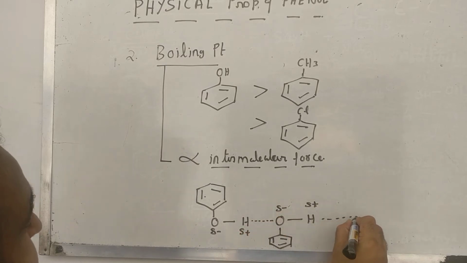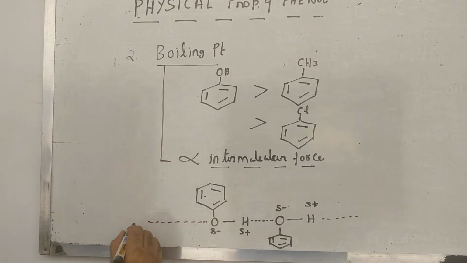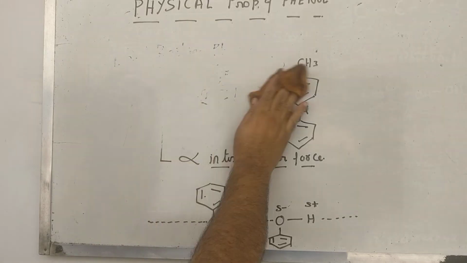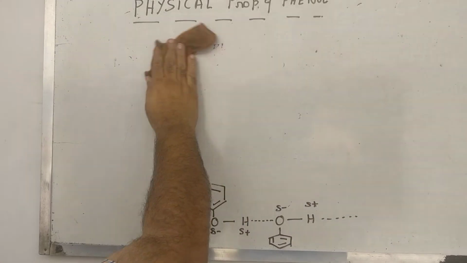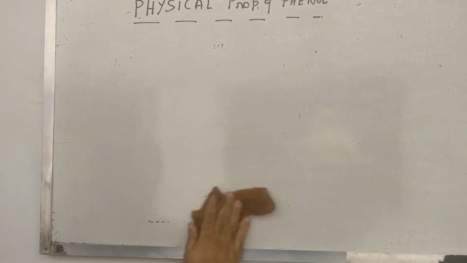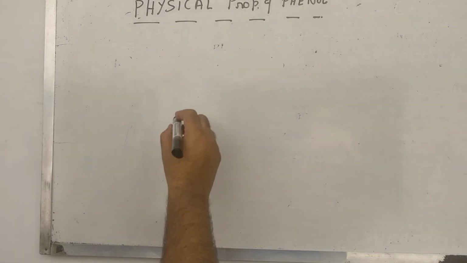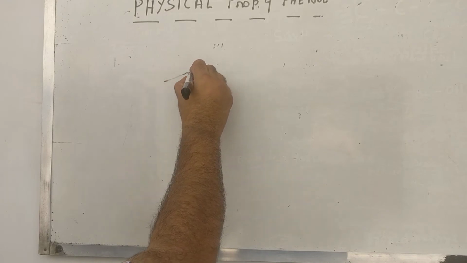So intermolecular hydrogen bonding is present between the phenol molecules, and that's why phenol boiling point is more than that of toluene. It is higher even as compared to chlorobenzene. So phenol has got a higher boiling point because of the presence of strong intermolecular hydrogen bonding. Now let us do one question which we have already done in 11th class, but we can discuss over here also. We will compare the boiling point of two compounds. Like we are going to compare the boiling point of para-nitrophenol.